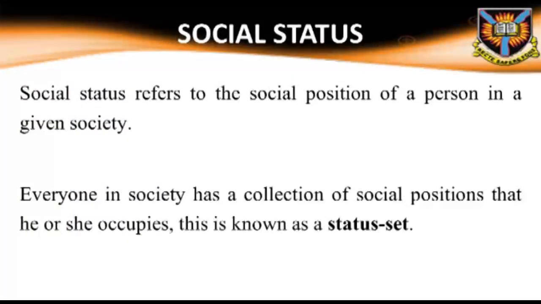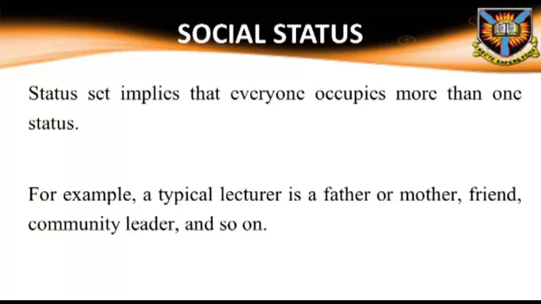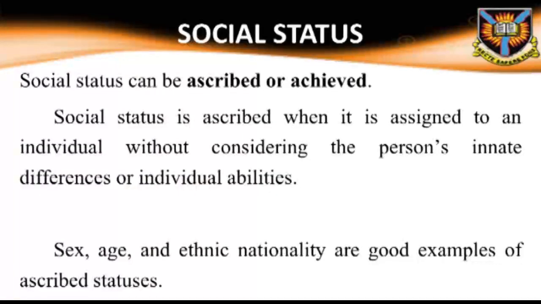1. Social status. Social status refers to the social position of a person in a given society. Everyone in society has a collection of social positions that he or she occupies. This is also known as a status set. This implies that everyone occupies more than one status. For example, a typical lecturer is a father or mother, friend, community leader, and so on. Social status can be ascribed or achieved.